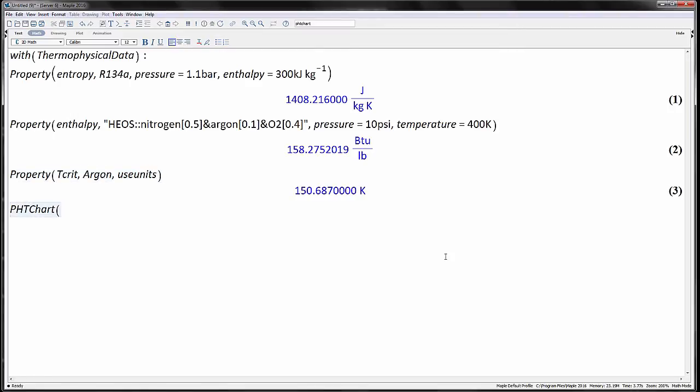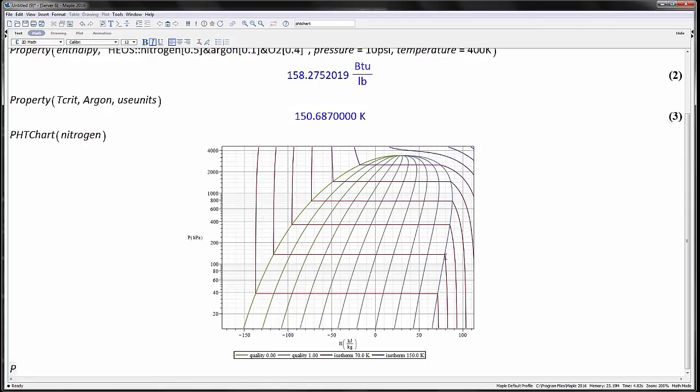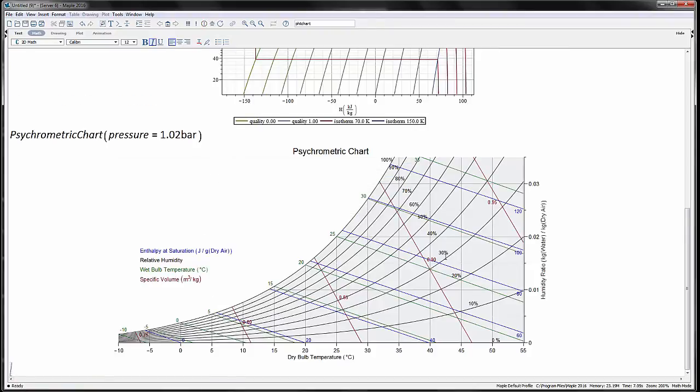Built-in visualizations include customizable pressure enthalpy plots and psychrometric charts at arbitrary pressures. These have the flexibility of any other MAPLE plots. You could, for example, overlay lines that represent thermodynamic processes on top of them.